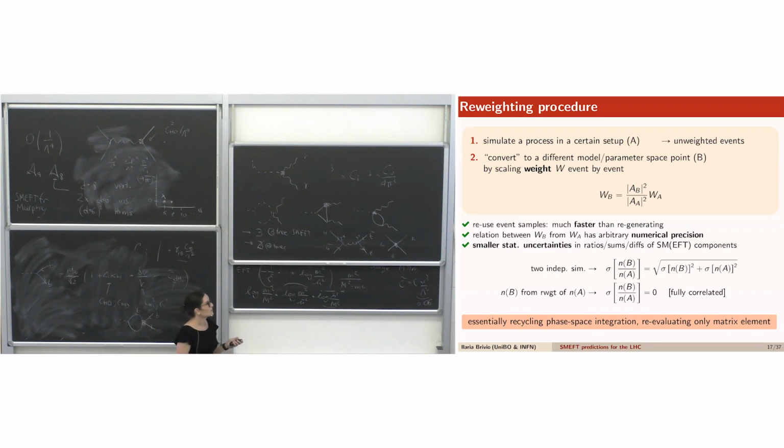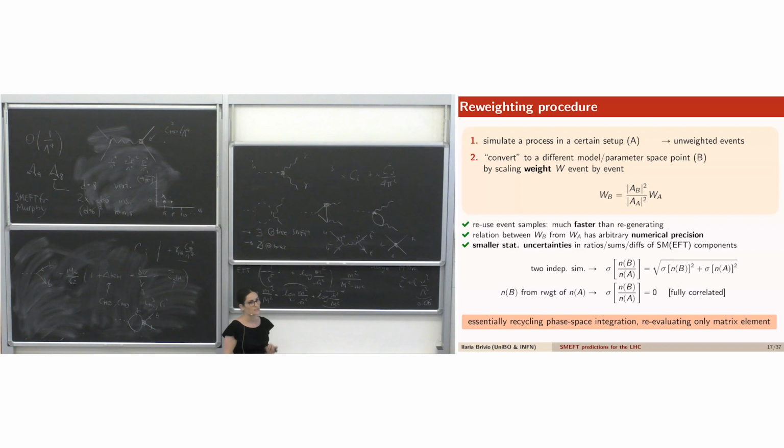And so you have a sample that is generated in some conditions, and then you can change the conditions by basically recalculating only the weight, which is calculated as a ratio of the matrix elements, and reassign it to the same event. So the difference in this case is that you create a new sample by changing how much each of the events matters in the distribution, but you keep exactly the same events in exactly the same phase space points.